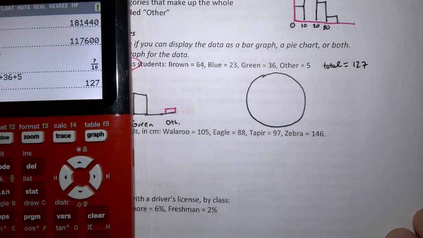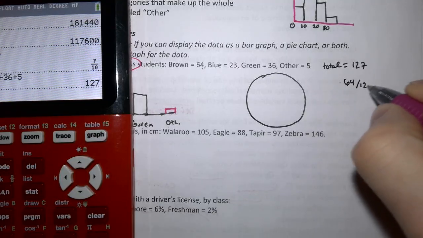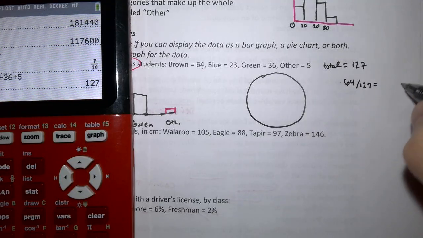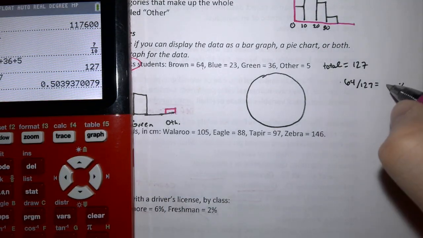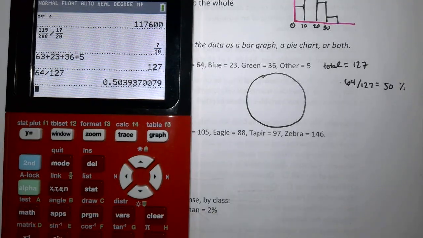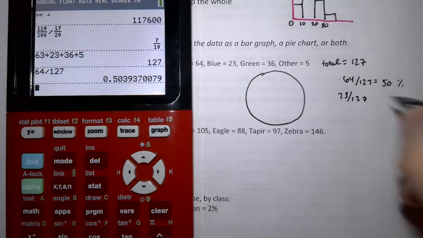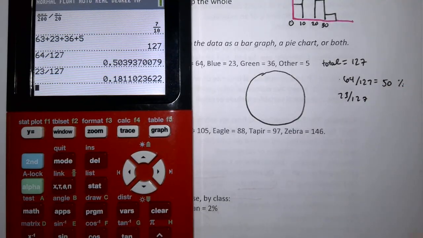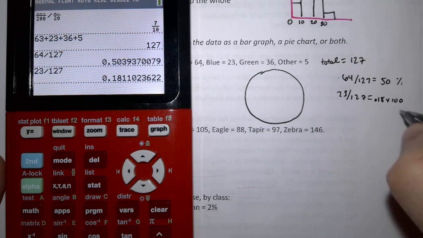Okay? So out of that, we need to do 64 divided by 127 because that will tell you the percentage of brown-eyed individuals. 64 divided by 127 is about as close to 50% as you can get, 0.5. All right. Then we have to do the same thing for blue. 23 divided by 127 is 0.18, which, remember from the previous video, you multiply by 100, that is 18%.